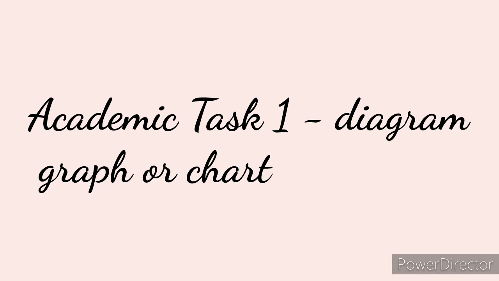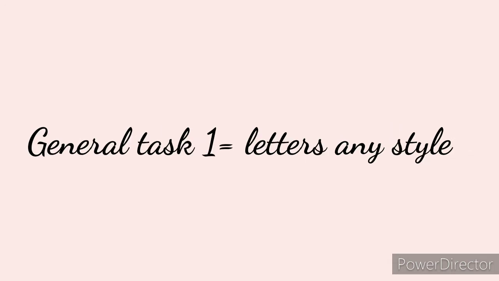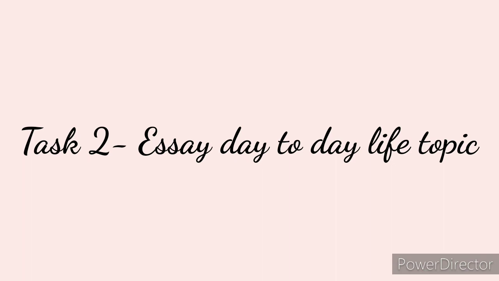Task 2 contains an essay topic on specific areas like environment, pollution, education, science and research, technology, and many more topics, on which students have to write. In general training, task 1 is a letter that can be formal, semi-formal or informal in style, and task 2 is an essay topic based on day-to-day life like society, family, children, lifestyle, and many more.